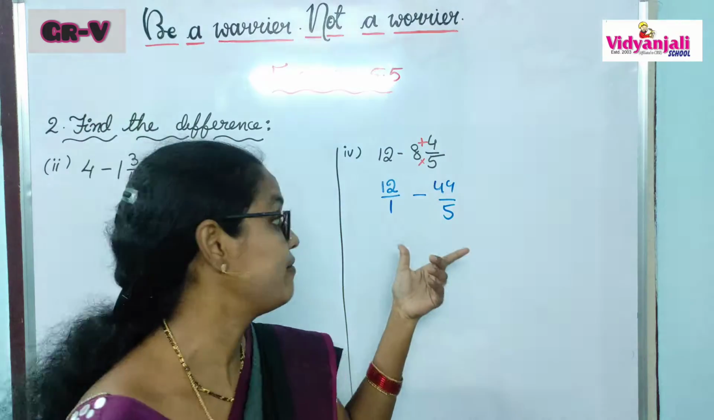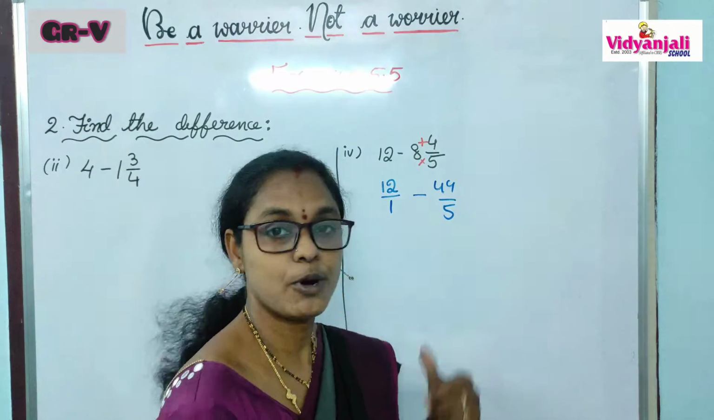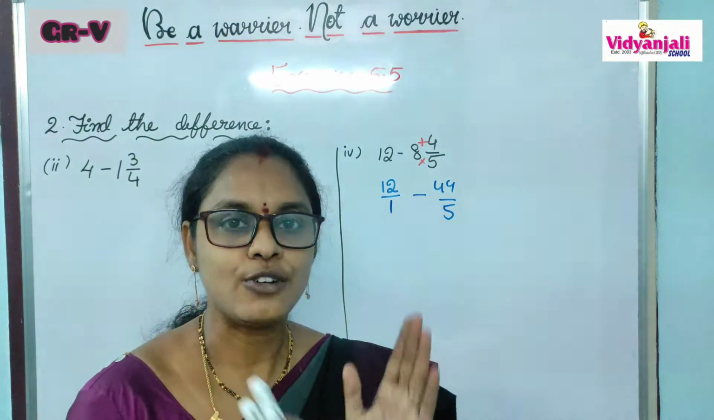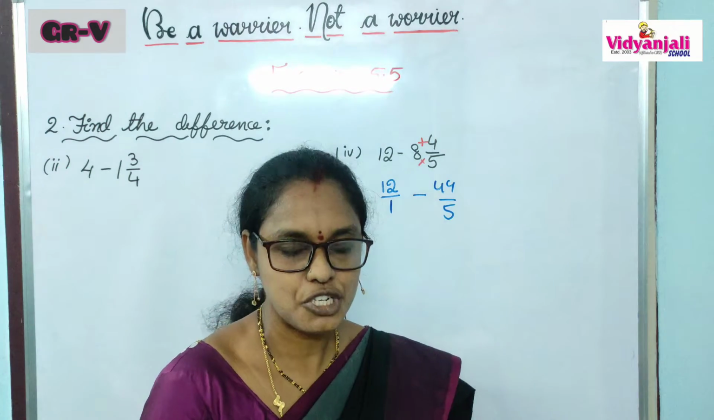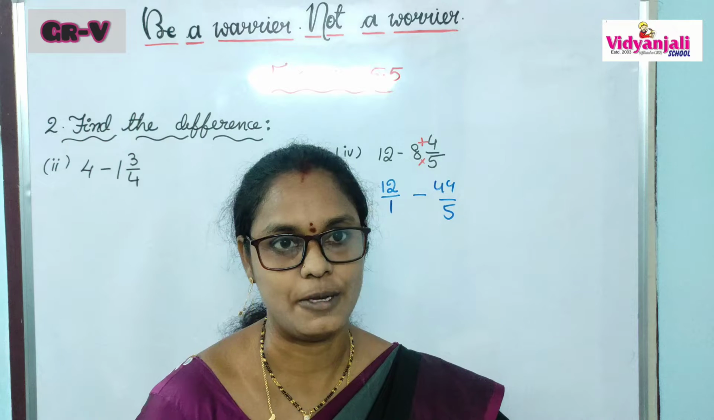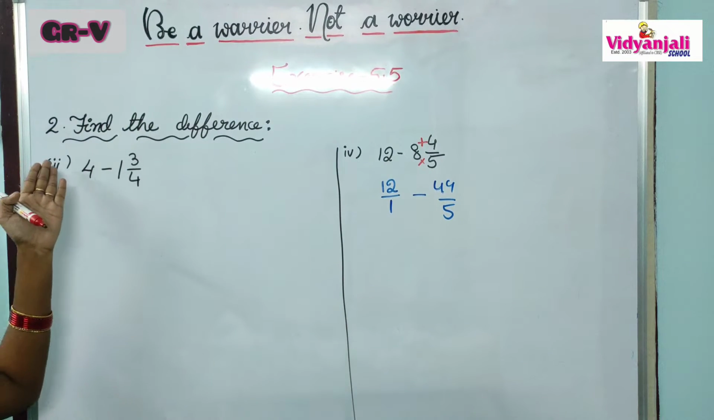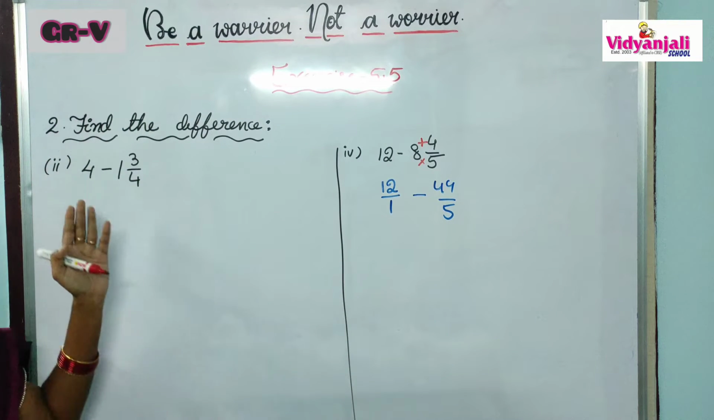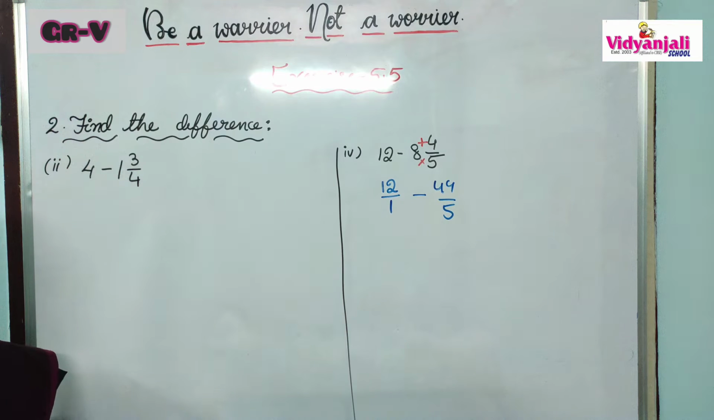Because in 5.4, we learned how to subtract improper fractions, right? So, today's session is going to be a revision on subtracting fractions. So, follow the class carefully. In exercise 5.5, first Roman we have MCQs. Second Roman is find the difference.